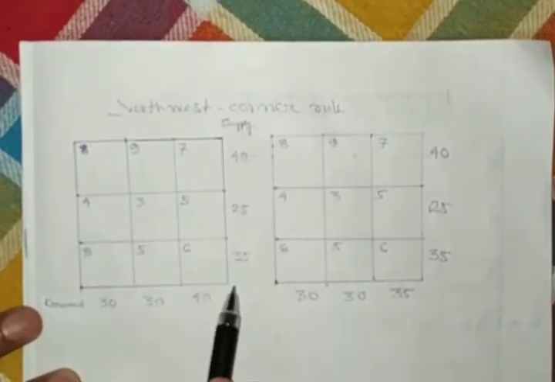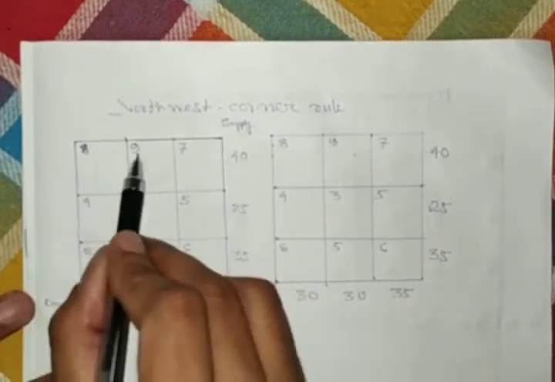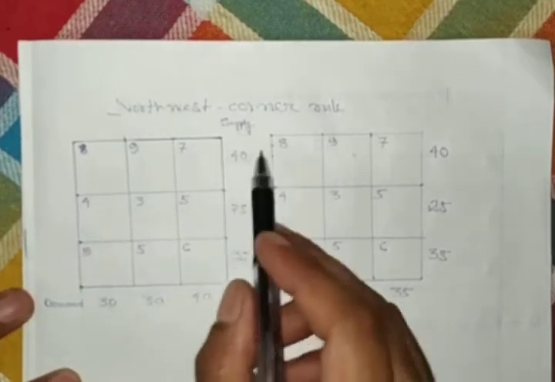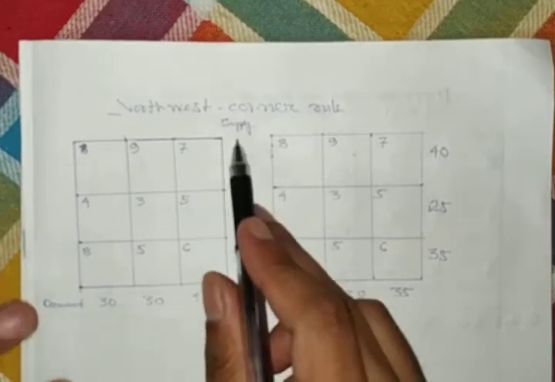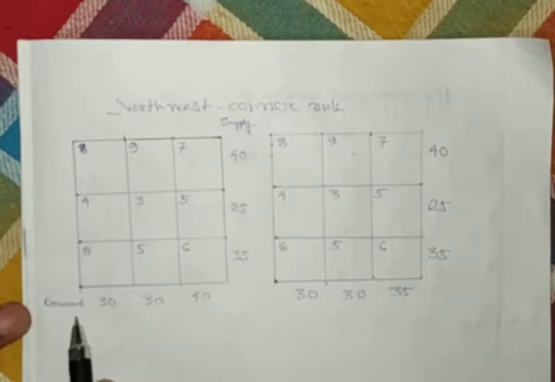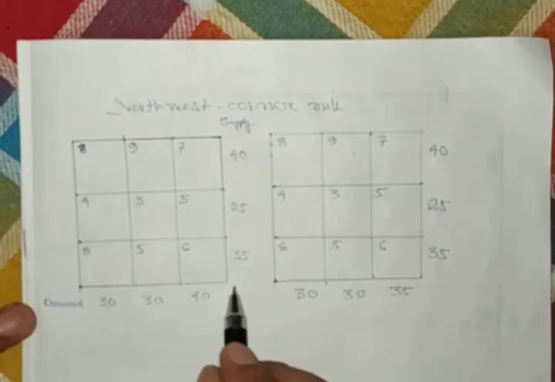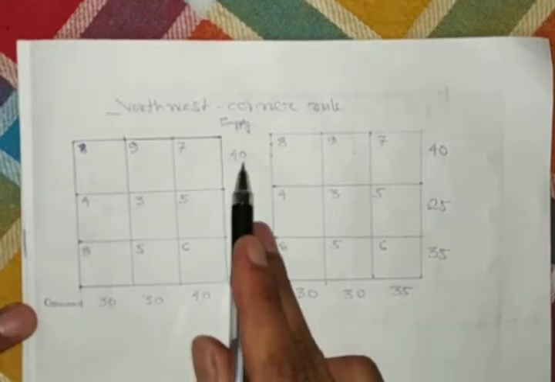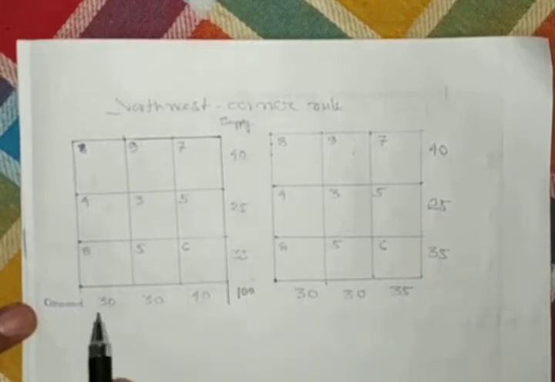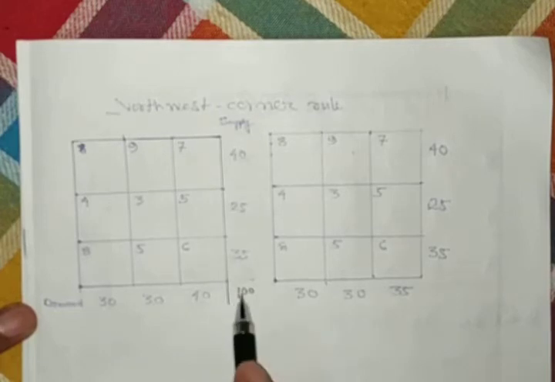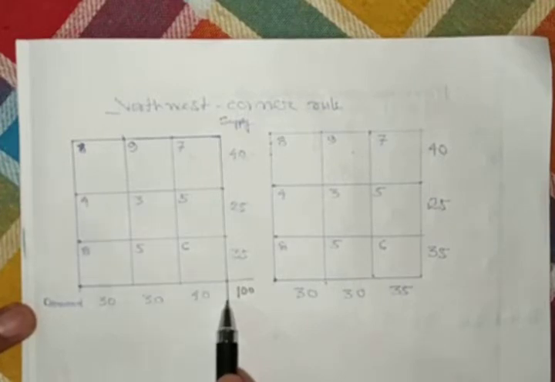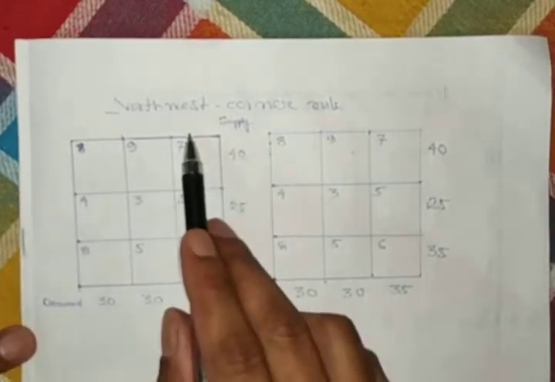So in this transportation table, 8, 9, 7, 4, 3, 5, 8, 5, 6 are the unit costs. 40, 25, 35 is the supply, and 30, 30 and 40 is the demand. At first we have to check whether it is a balanced table or not. If you add 40, 25 and 35, it gives 100, and if you add 30, 30 and 40, it gives 100. So it is a balanced transportation table.